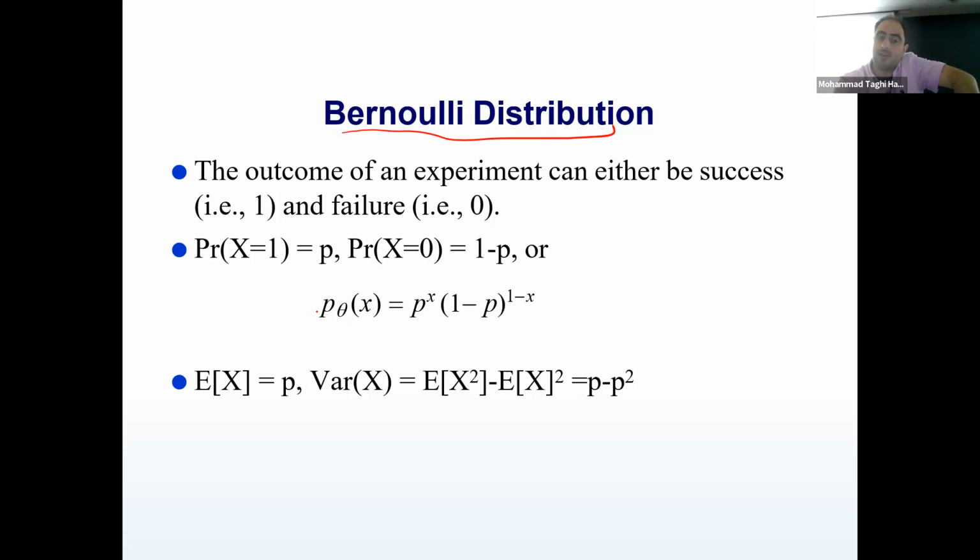What is the P of x for this distribution? It is equal to P to the x times 1 minus P to the 1 minus x. Let's see why. If we put x equal to 0, what is the probability of x equal to 0? It would be P to the 0, which is 1, times 1 minus P to the 1 minus x, which would be 1, so essentially 1 minus P, the same thing that we had. If you put x equal to 1, then P to the 1 times 1 minus P to the 1 minus 1, which would be 0. So it would be P.